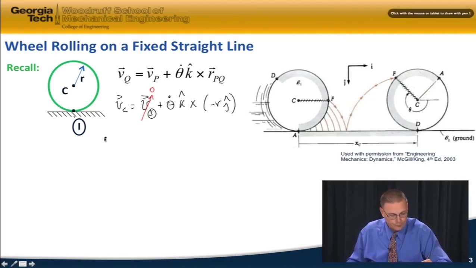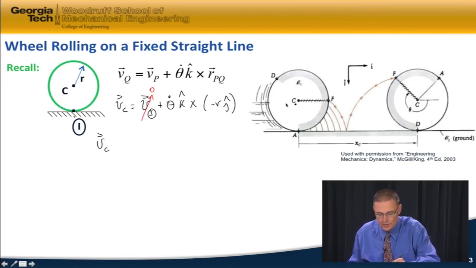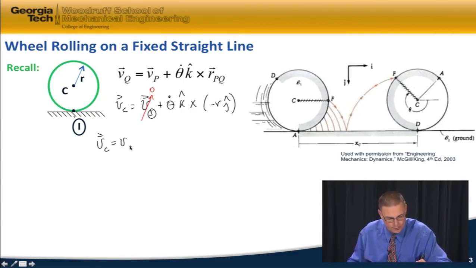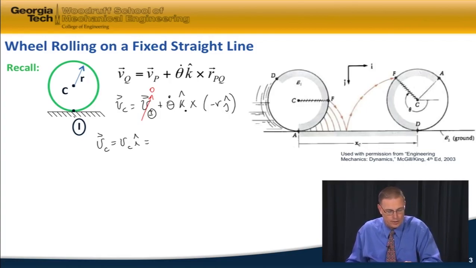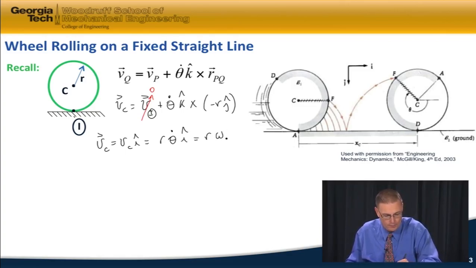And so we get V sub C. Well, we should find that V sub C is going to be only in the I direction because it's rolling along a flat surface. So this is going to be V sub C in the I direction. K cross J is minus I, but I've got minus a minus, so that's going to be a plus. And so this is going to be R times theta dot in the I direction, or R omega in the I direction. And so that's the velocity of the center of the wheel.